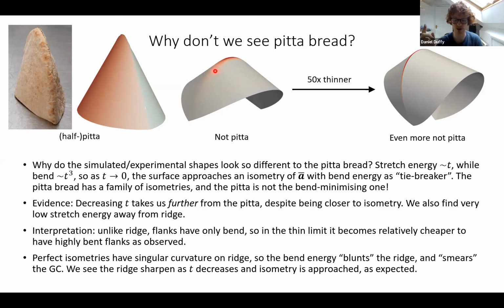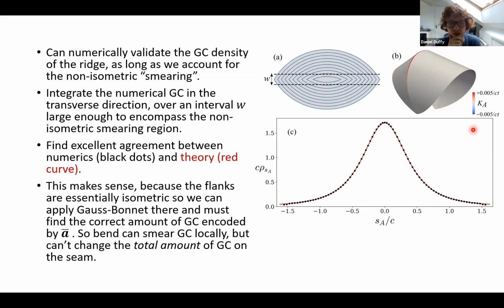And that's because the isometries have an actual singular Gauss curvature in the transverse direction. We have a large but finite curvature in that direction. So the ridges are actually blunted, which makes sense because bending energies aren't going to be happy about singular curvatures. The bending energy regularizes the problem, blunts the ridge somewhat, and smears the Gauss curvature out over a small local neighborhood. And indeed, we see that as you approach isometry, as you make things thinner, that ridge sharpens up, which is exactly what you'd expect. And as long as we take that into account, we can actually validate the Gauss curvature density that we calculated earlier, this rho quantity.